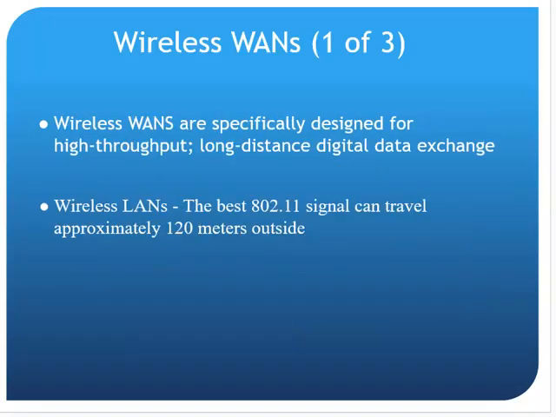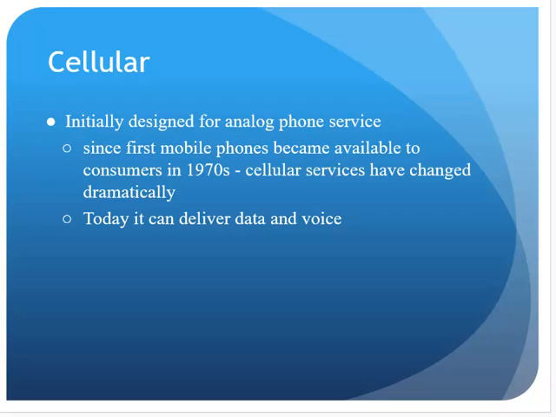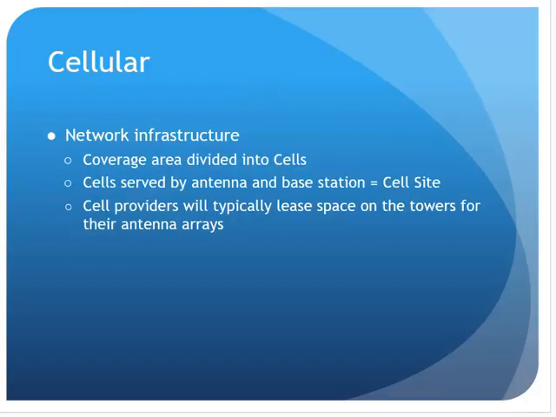So your cellular networks, 4G, 5G, we're familiar with some of these. These were initially designed for analog, but can now be used for data and voice, which we know. So cellular, real quickly. First mobile phones became available in the 70s. Initially, it was just voice. It's now data and voice as well.